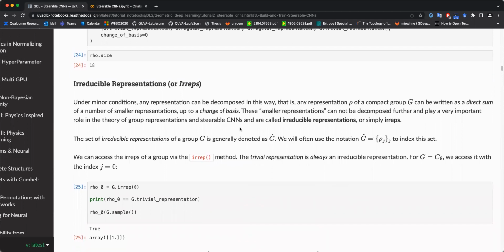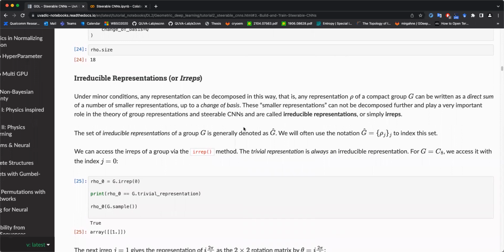But there are many more. As a spoiler, we will see that these irreducible representations are what we use to define a Fourier transform. They give us the equivalent idea of the frequencies of cosines and sines that you would use to define a normal Fourier transform.